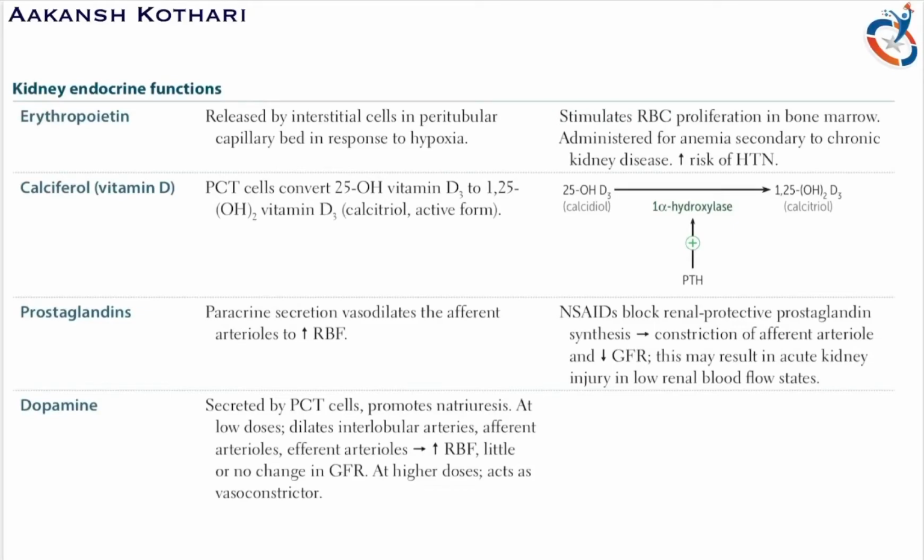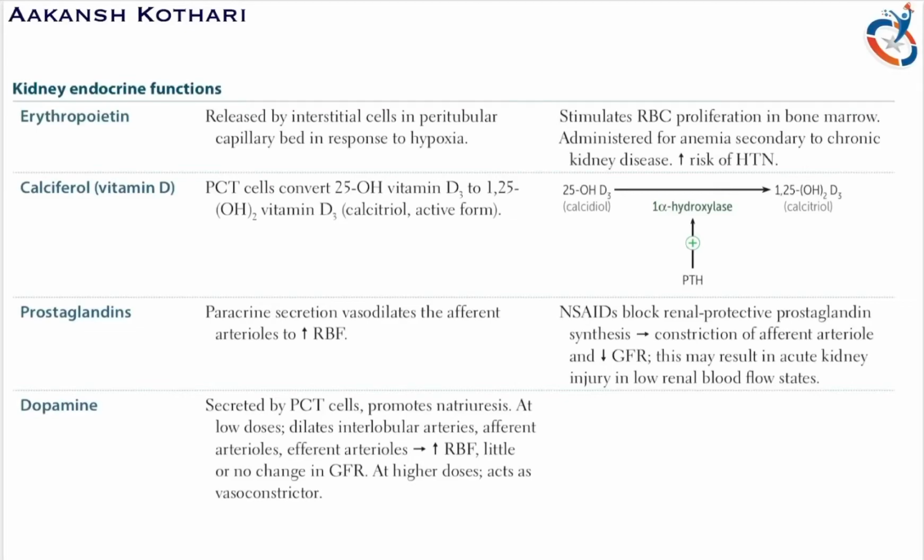Now let us talk about prostaglandins. Okay. Now prostaglandins are the paracrine secretion which acts as a vasodilator. Okay. It primarily vasodilates the afferent arteriole. Now, since the lumen of the afferent arteriole dilates, a lot of blood can now pass through it, correct? And hence, it increases the renal blood flow. Is it clear? So, it is a paracrine secretion which acts as a vasodilator of the afferent arteriole.